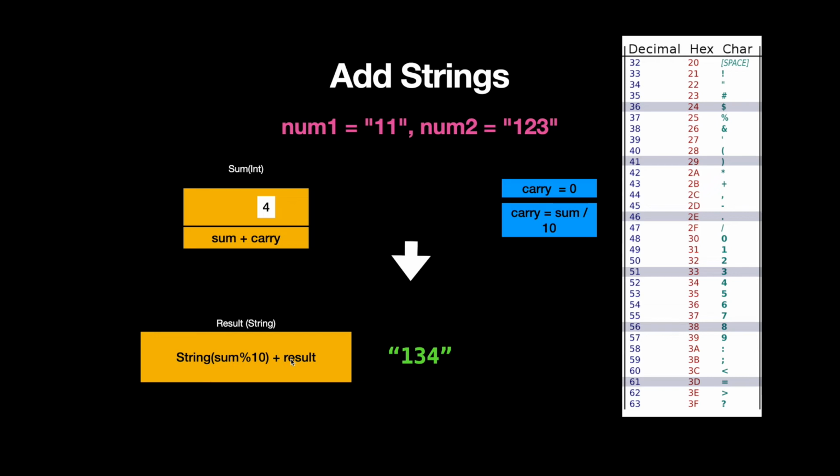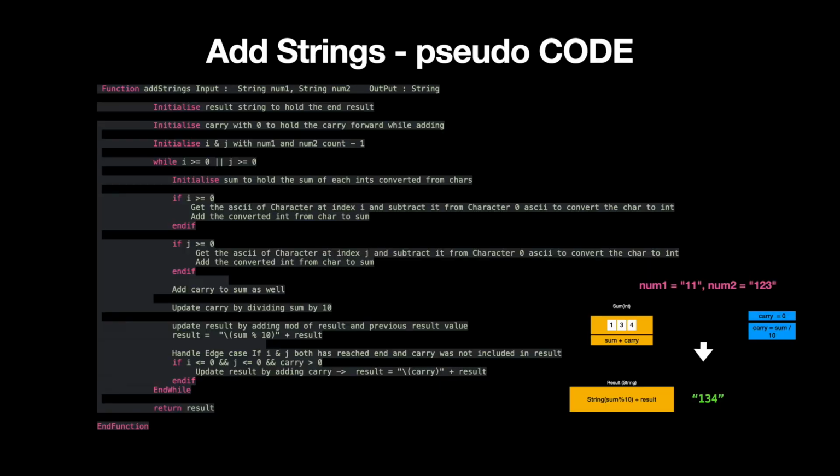So 4 plus result, which is nothing for now, so nothing. And then exactly the same with 3, 1 and 2 would be 3, and then in the next loop we'll have 1. So it becomes 1, 3, 4, right? So this is how we will do our add strings for addition of strings.